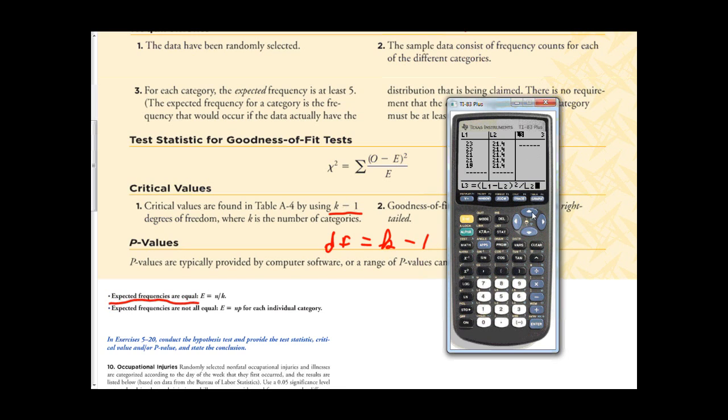So let's see, when I press downward, it's going to give me all of those numbers. These values are all of these, and I'm going to add them all up to get my chi-squared test statistic.